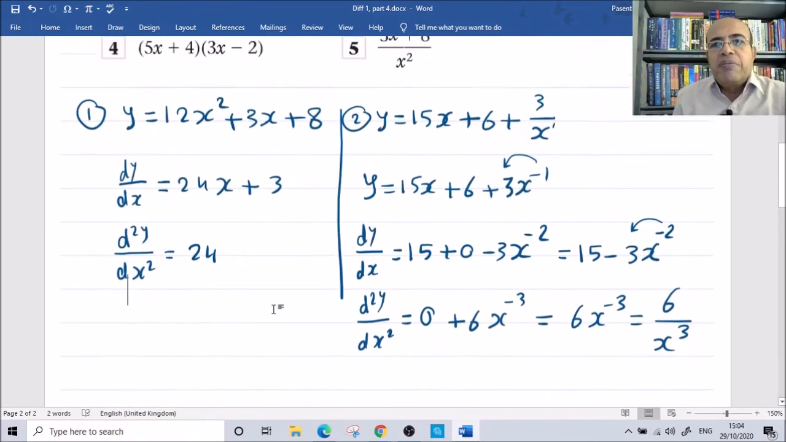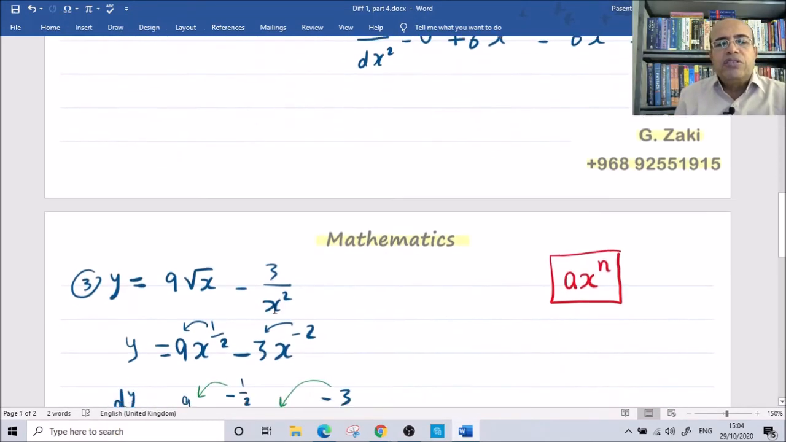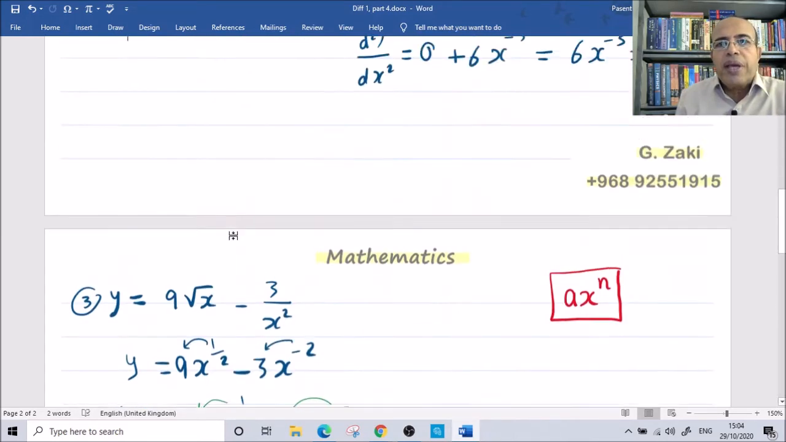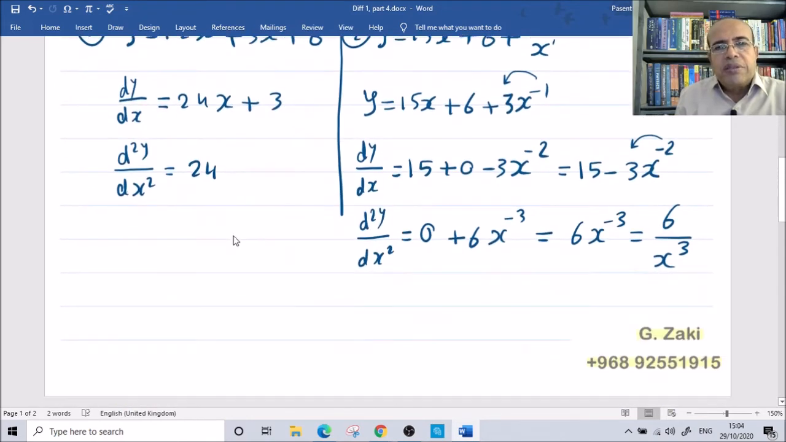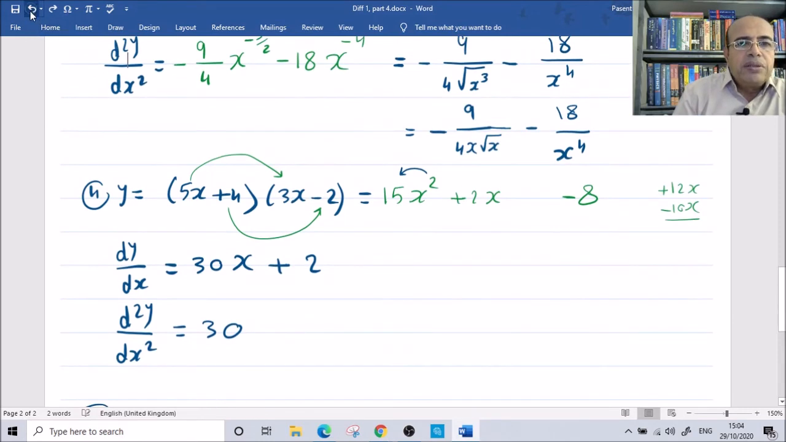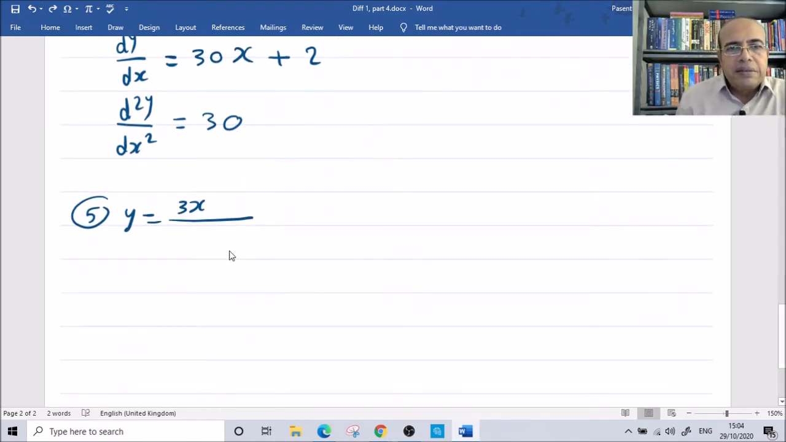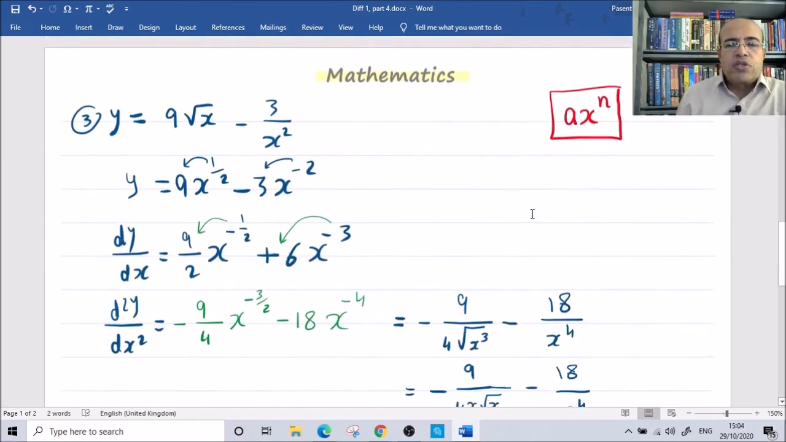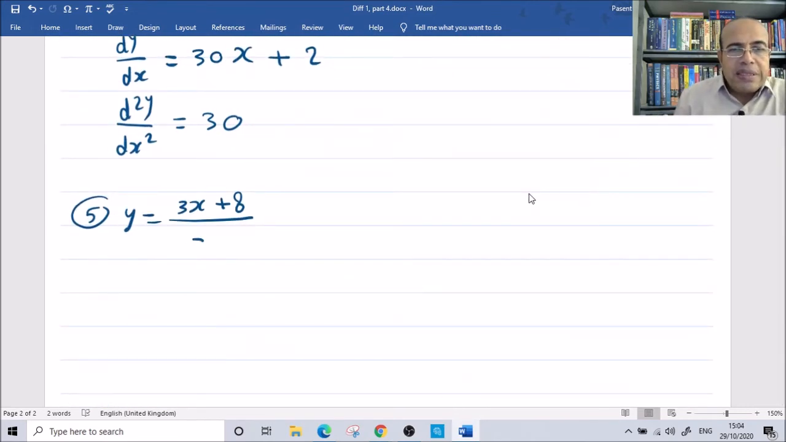Now, question number 5. 3x plus 8 over x squared. So, question number 5. Y equals, it is fraction, 3x, plus 8, over x squared. So this is y. This is the function.